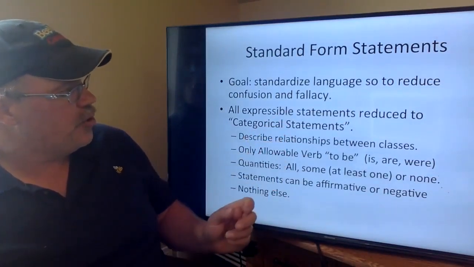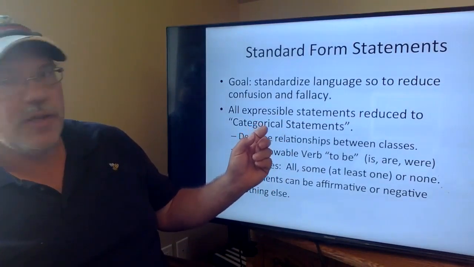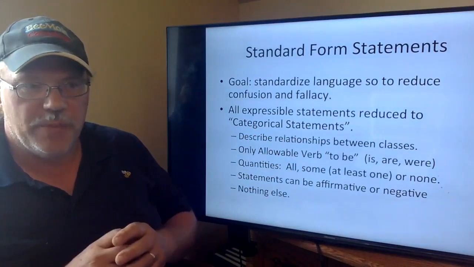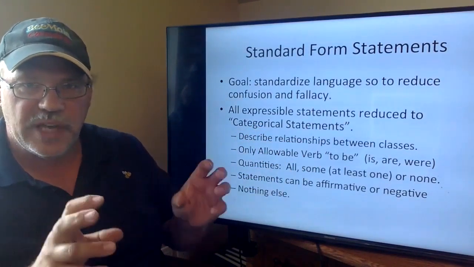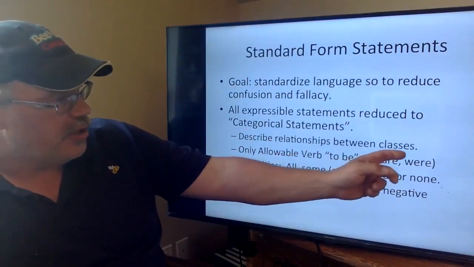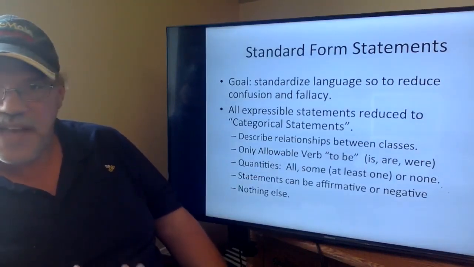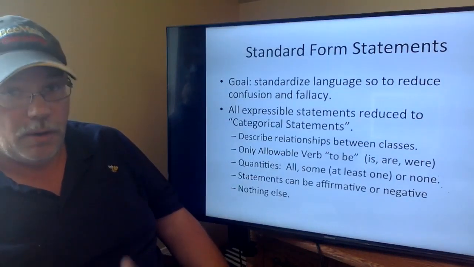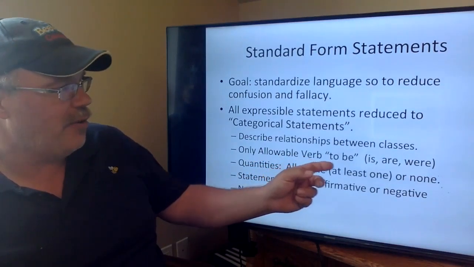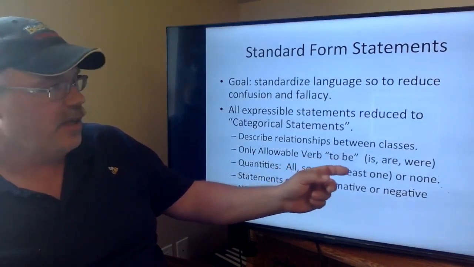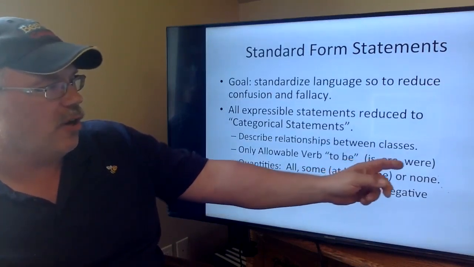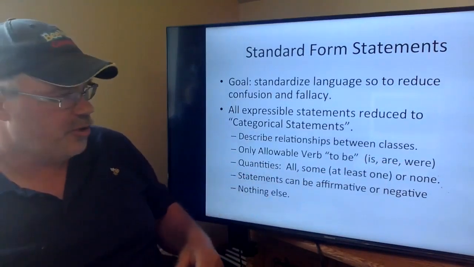And Aristotle's proposal is to reduce all statements to categorical statements. What he means is, each statement describes the relationship between two sets or two categories. And I think your textbook refers to them as classes. Set, category, class, all are going to describe the same concept here. The only verb we're going to allow is the verb of existence, or to be in English. Also, depending on tense and so on, is, are, and were, past, present, future, and so on.